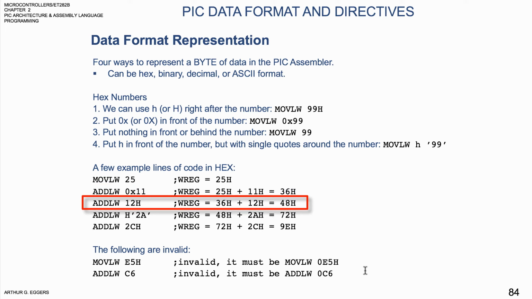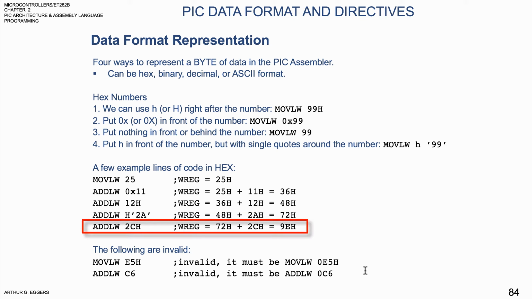The next one, addlw 12H. So to that 36 we already had, we're going to add 12 more. Now we have a hex 48. Now using the next format, addlw H, with the single quotes around it, 2A. So we're going to take the 48H that's already in the working register, add 2A to it, and we end up with an accumulated value of 72 hex. And then finally, addlw 2CH. The working register had 72, we're going to add 2C to it, and now we have 9EH.